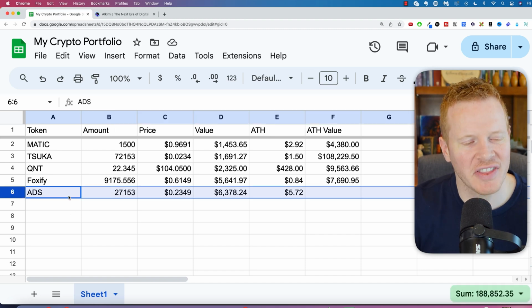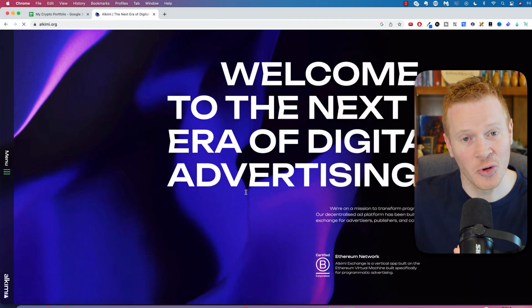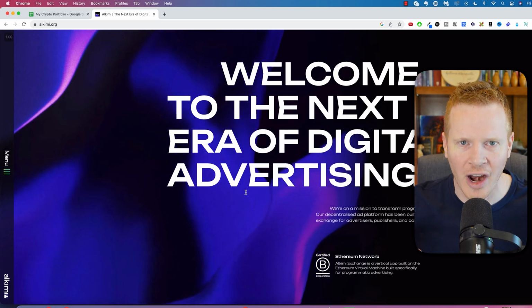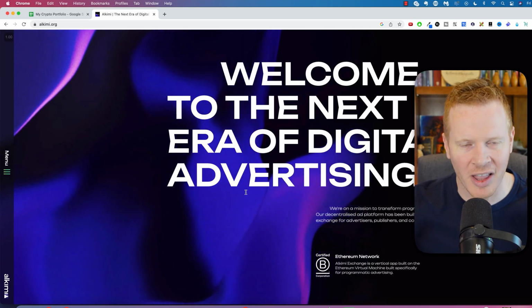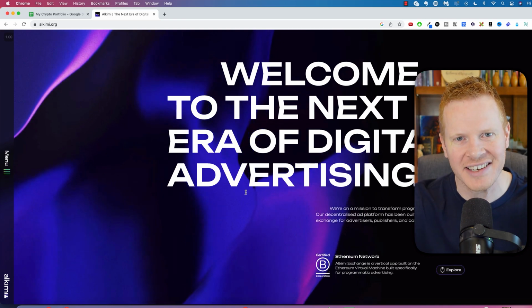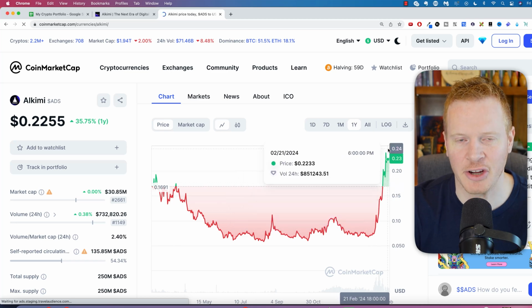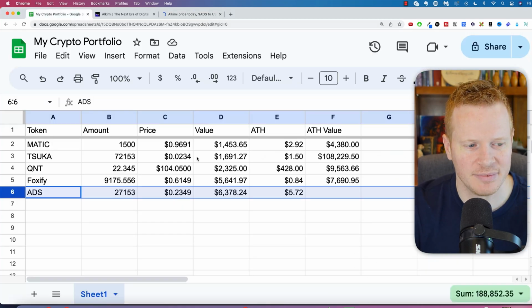Next one I have here is the ADS token. This is a project that is part of the Constellation Network, and they're kind of looking to dethrone Google as an advertiser. Google makes a lot of money off of your advertising data. Facebook makes a lot of money off of your advertising data. So they're looking to make it so that you own your own advertising data and then you can sell it to the advertisers. Fairly low market cap. It's been on a little bit of a tear here, kind of a mini bull market. But I am glad to have a chunk of ADS.